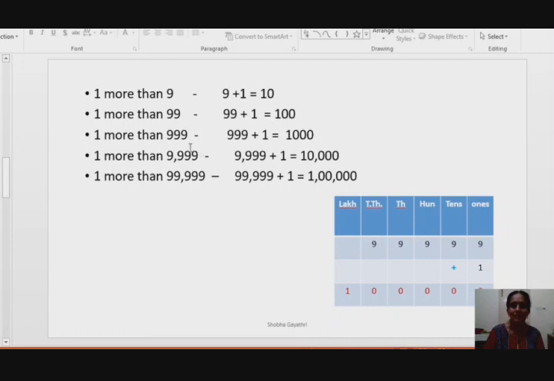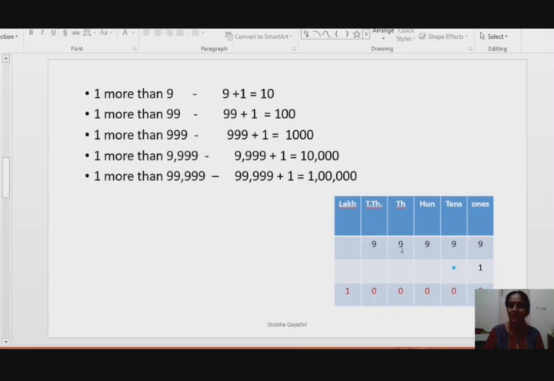Here is the greatest 4-digit number. When you add 1, you are getting a 5-digit number. Greatest 5-digit number is 99,999. Add 1 to 99,999, you will get 1 lakh. But here you got a 6-digit number. You didn't learn the place value of 6-digit numbers. We will learn now. So write the place value chart.